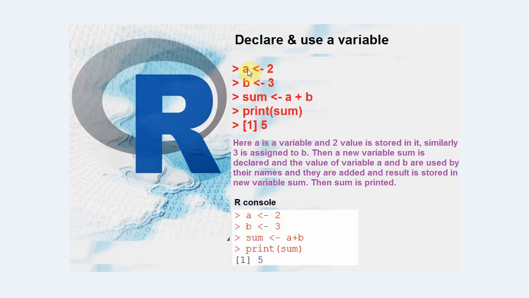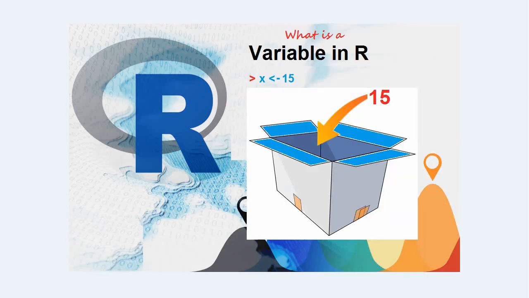Here we have used 3 variables, A, B and sum, and all of these variables will be created in computer's memory. Values will be stored in these variables, and we can use the values stored in these variables by their identifiers or the names of these variables. So a variable is a container to store some value to be used later in our program.